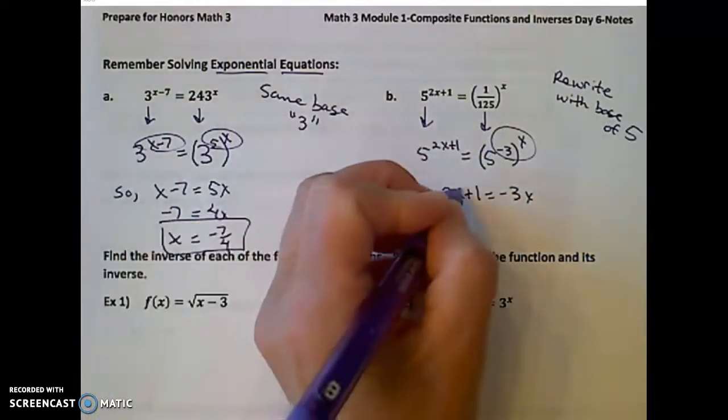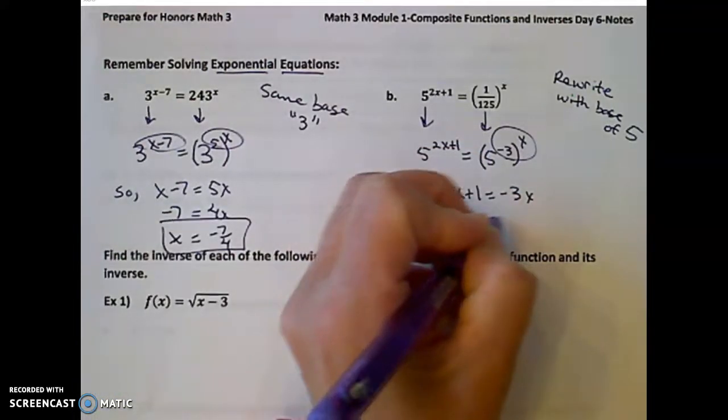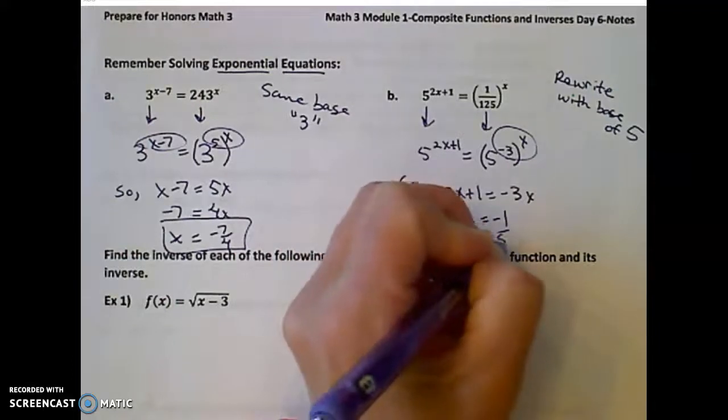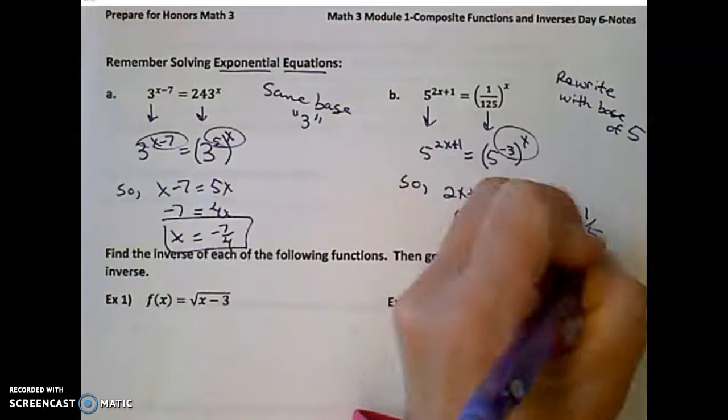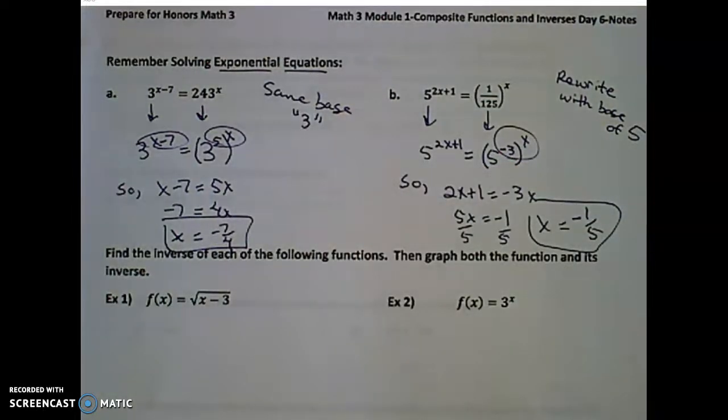Let's get those x's positive. 5x is equal to negative 1. And you should have gotten x is equal to negative 1/5. Okay, sometimes those are tricky. Thanks for refreshing your memory.